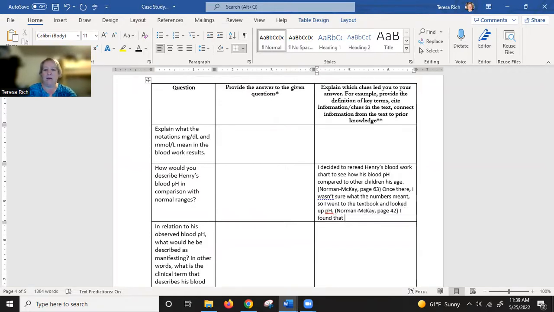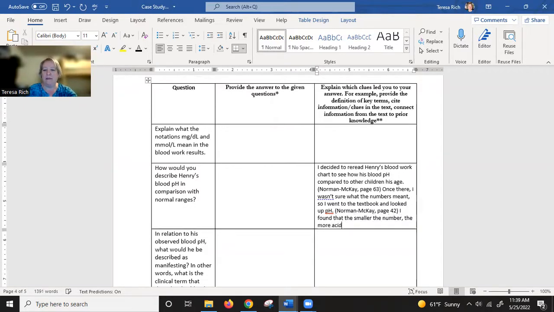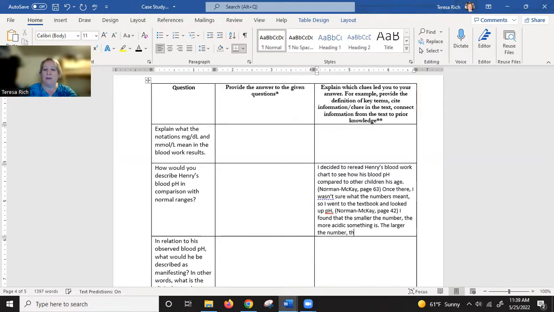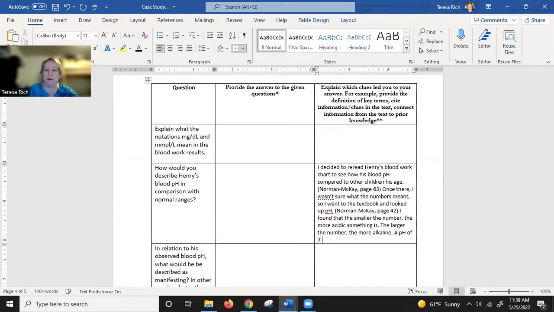I found that the smaller the number, more acidic. Larger the number, more alkaline. And the pH of 7 is considered neutral. Okay.